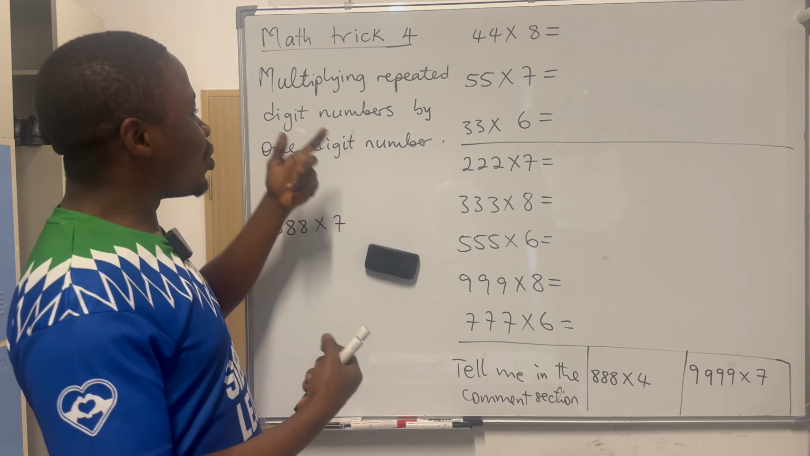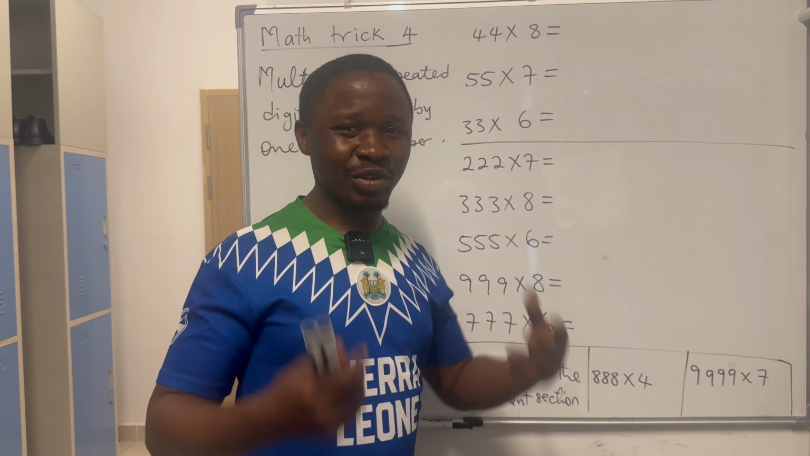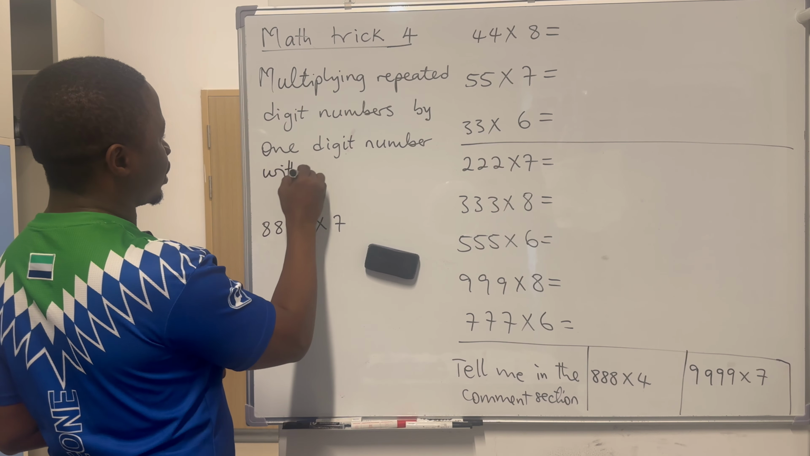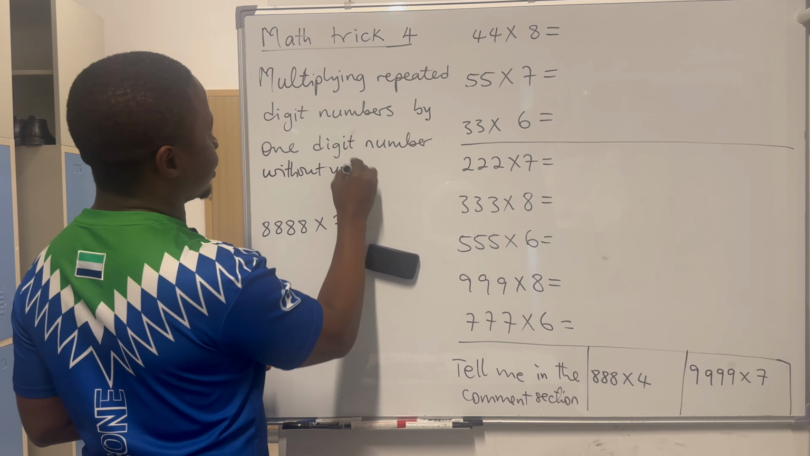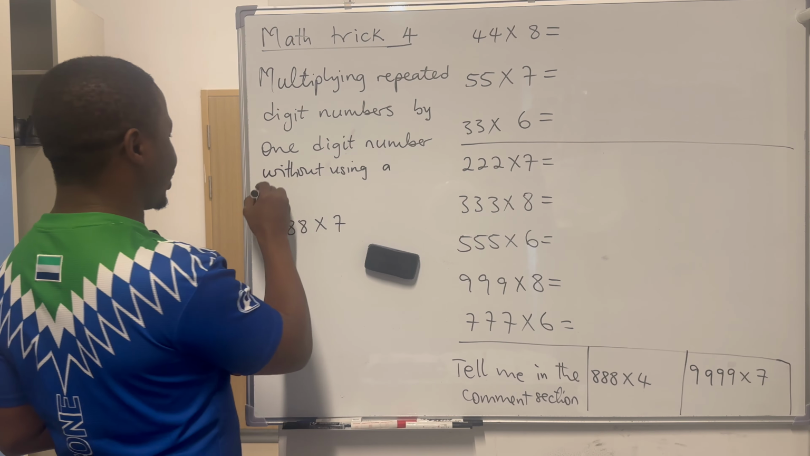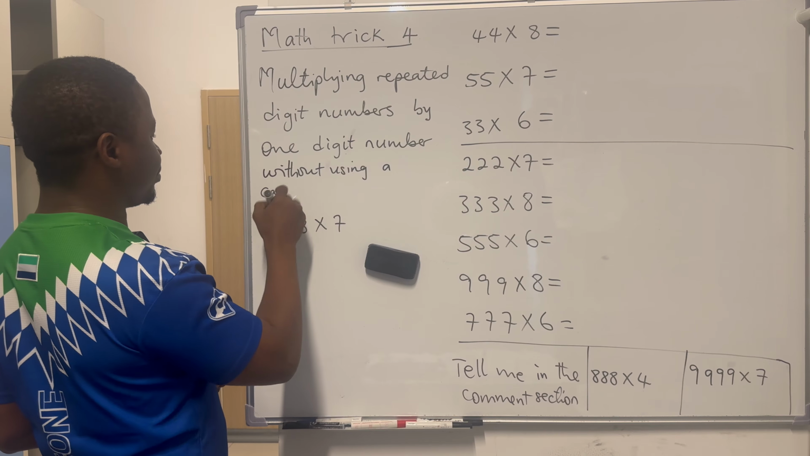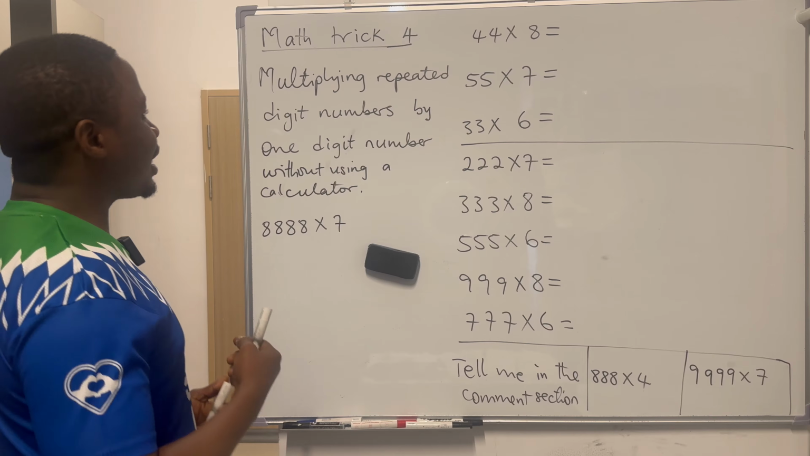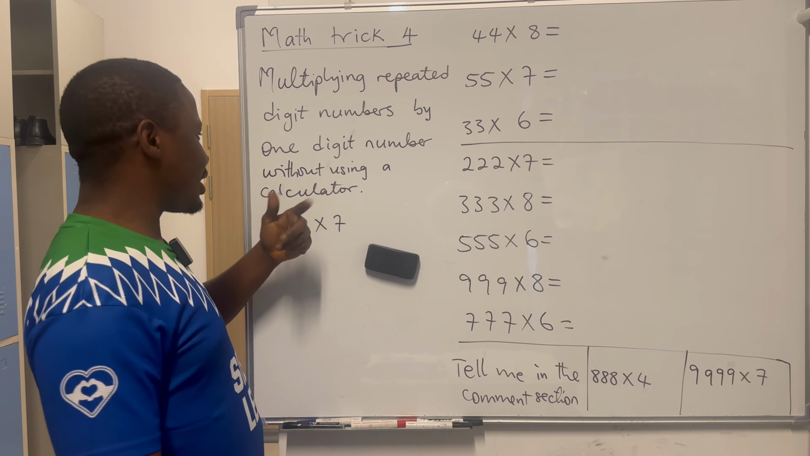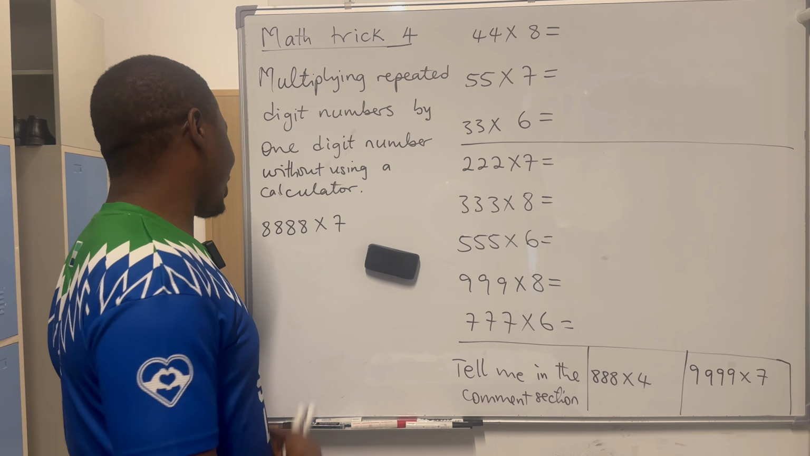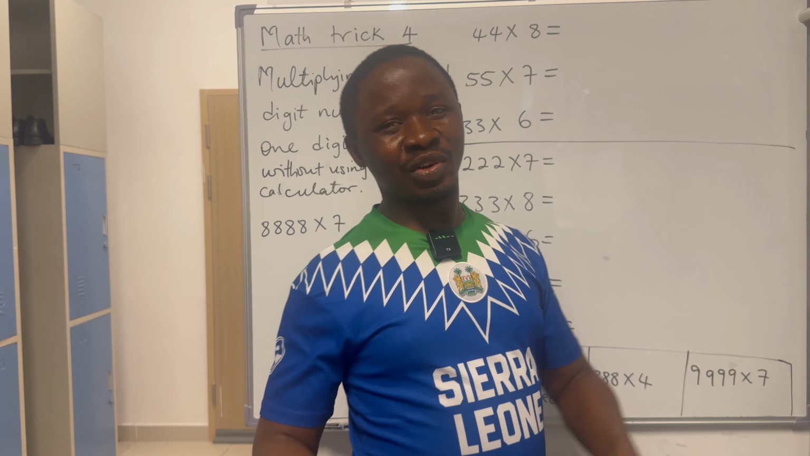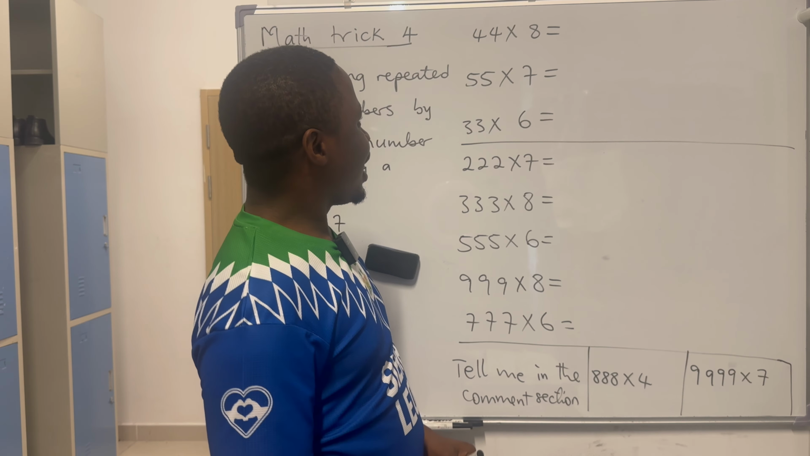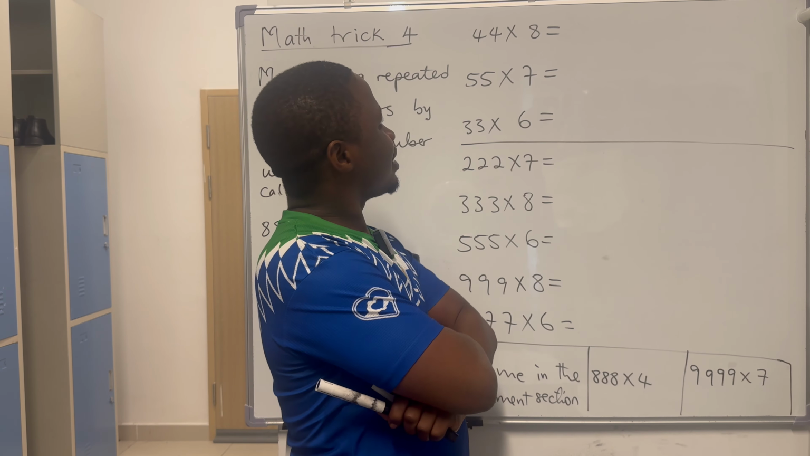Multiplying repeated digit numbers by one digit number without using a calculator. So pay attention, be attentive so you get it very well. Now we want to multiply 44 by 8 without using a calculator.